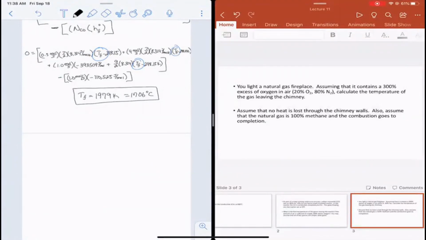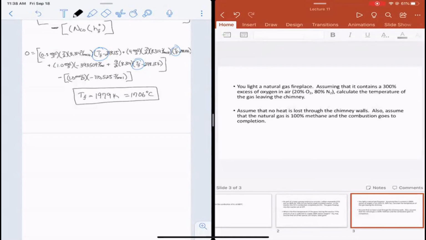And this example says that you're going to light a natural gas fireplace. And assuming that the fireplace has a 300% excess of oxygen from air that enters the fireplace as this combustion is happening, calculate the temperature of the gas leaving the chimney. You can assume that no heat is lost through the chimney walls, and also assume that natural gas is 100% methane and that the combustion goes to completion.